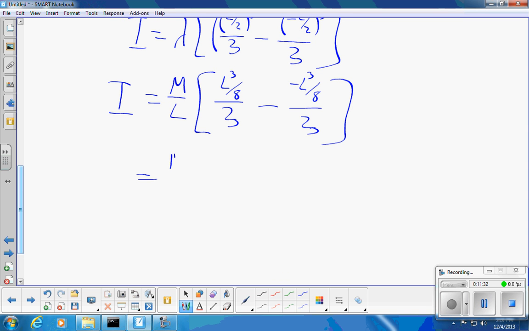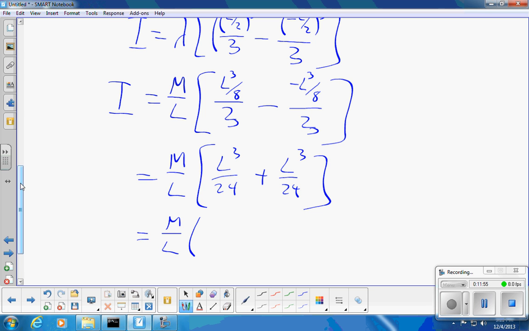So this is equal to m over L. And I now have, okay, L cubed over 8 over 3 is L cubed over 24. Minus a minus is plus. L cubed over 8 over 3 is L cubed over 24. And that gives me L cubed over 12 when I add those up. M over L times, you can see where this is going, I think. L cubed over 12.